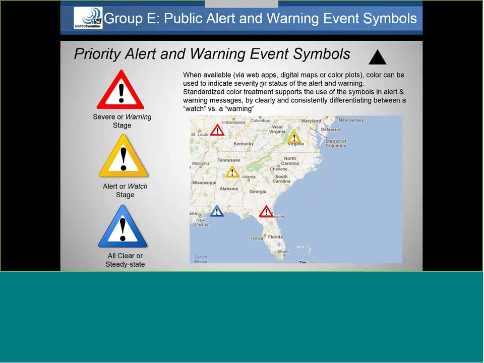We do have the ability, though, to start leveraging color. As more of our maps are moving to the digital world, whether in a web application, a desktop application, or a mobile application, there's an uptick in the use of digital maps. Also, color plotters are far more available now than they have been in the past. So when we have the ability to use color, do we want to? This is a question that you all can help answer. Is it important to give either severity or status through color for a public alert or warning event?